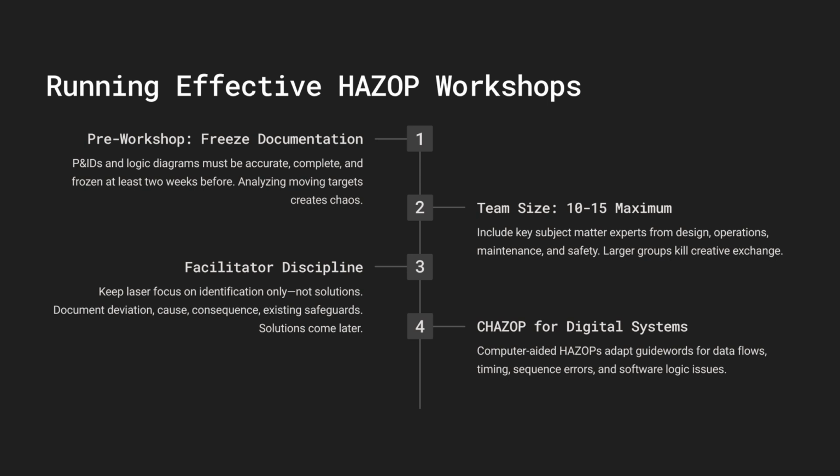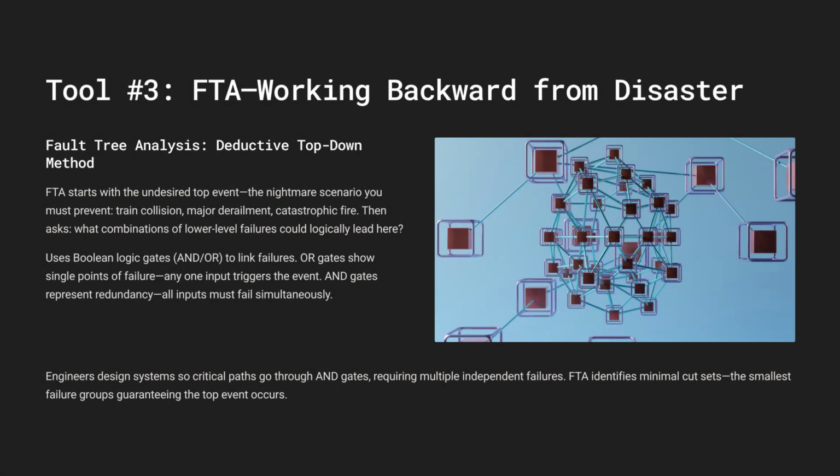Okay, FMECA bottom-up, HAZOP explores the unknown. That leaves FTA, fault tree analysis. This one works backwards. Exactly. If FMECA is cause leads to effect, FTA is the opposite. It's the master of working backward from the disaster scenario. It's a deductive top-down method.